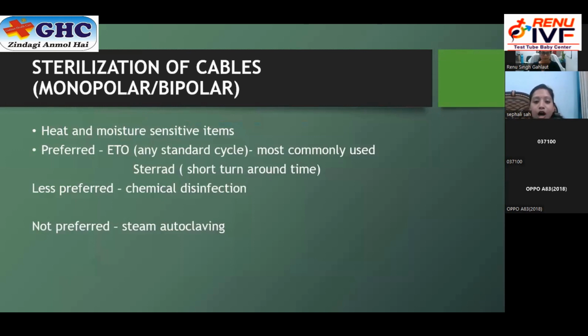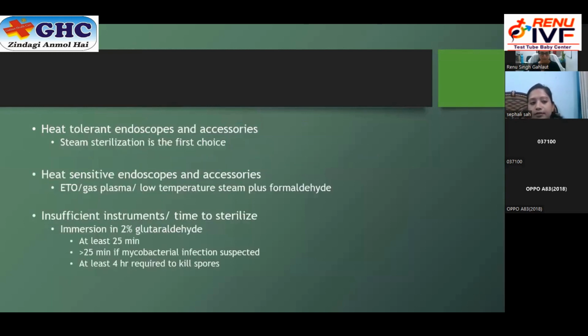Sterilization of cables. Now, how do we sterilize the cables of the monopolar and bipolar? These are all heat and moisture sensitive items. The preferred method is ETO. Any standard cycle, which I said, you use for ETO. STERRAD has a short turnaround time, but it is costly, therefore not amongst the preferred ones in the present era. Less preferred is chemical sterilization, and not preferred is steam autoclaving.